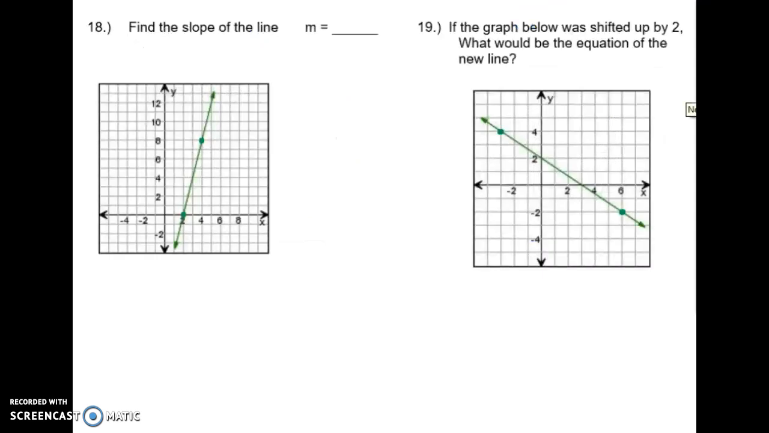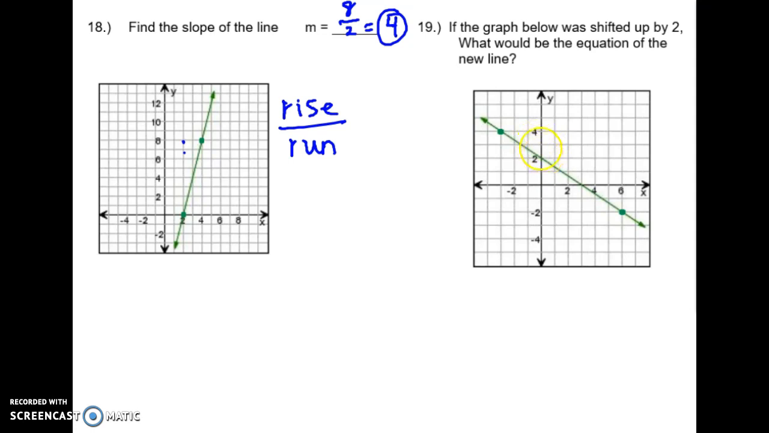Okay, moving on to 18, it says find the slope of the line. So we have the 2 points. We can simply do rise over run, okay? Rise over run, and let's count. To get from this point to this point, 1, 2, 3, 4, 5, 6, 7, 8. So we've got 8, and then we're going to go to the right 2. 8 divided by 2 is 4. So our slope is 4. And then we check, is that a positive slope? Yes, it is.